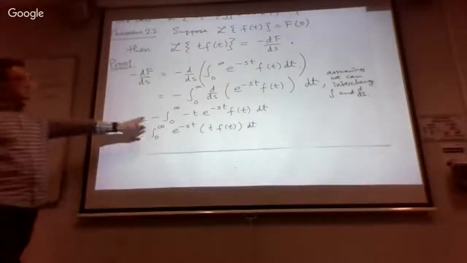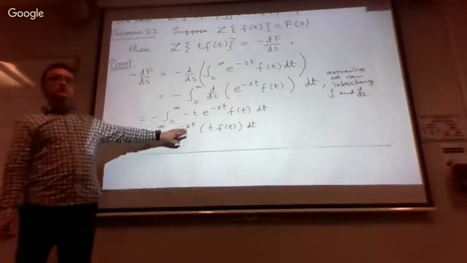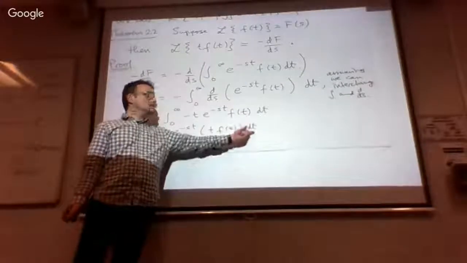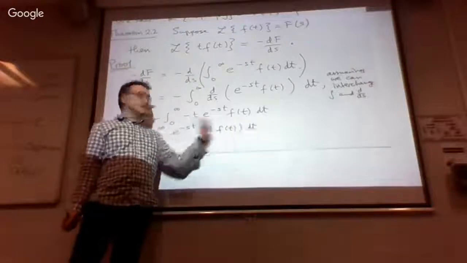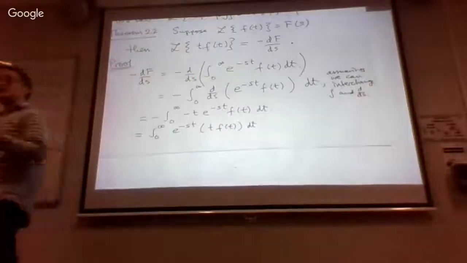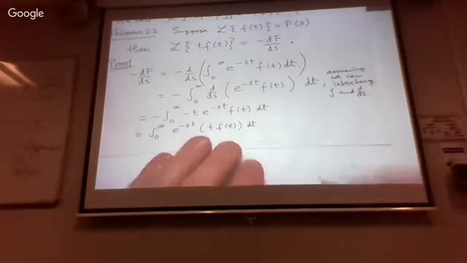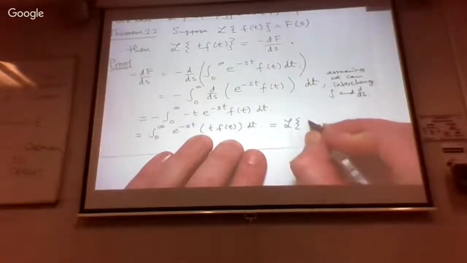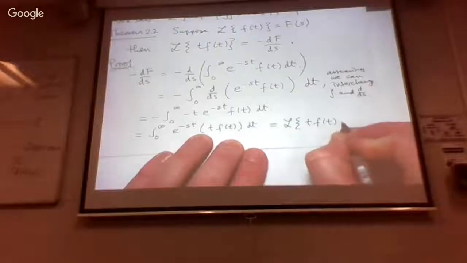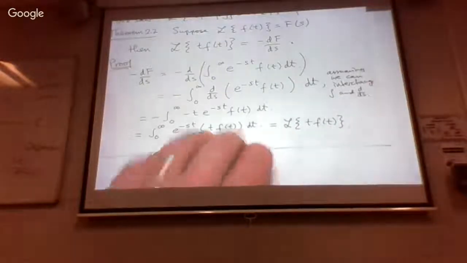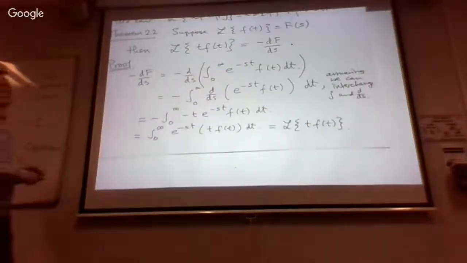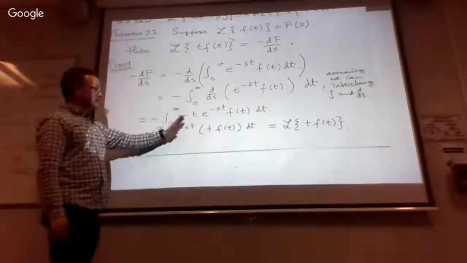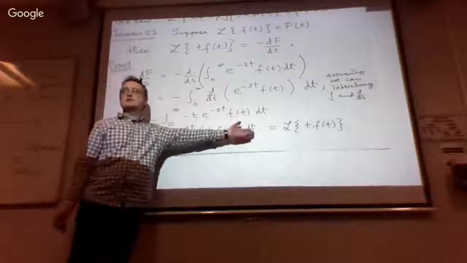Now, what are you looking at there on the last line? You're looking at an integral of the exponential e to the minus st multiplied by a certain function of t with respect to t. But that's just an instance of the definition of the Laplace transform. This is exactly the Laplace transform of t f of t, because the Laplace transform of whatever is the integral of the exponential times whatever with respect to t.